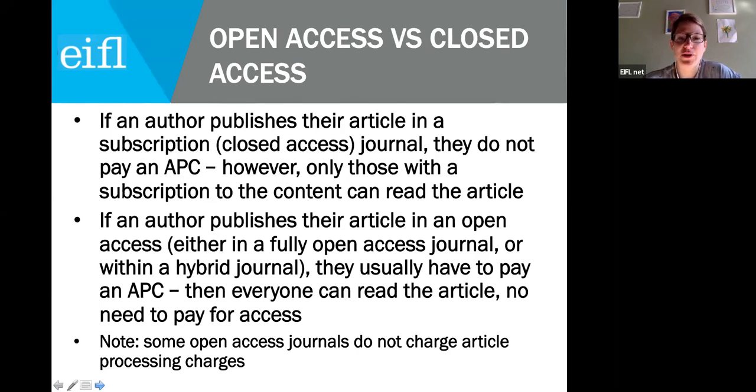Whereas if an author publishes an article in an open access journal, either a fully open access journal or a hybrid journal that includes both free and subscription articles, they usually have to pay an article processing fee, and then everyone can read the article. There's no need to pay for access. So you tend to pay to publish, but not pay to read. And I put a note in there to say that some open access journals actually don't charge article processing charges. We've got some examples of that as well that will show you.